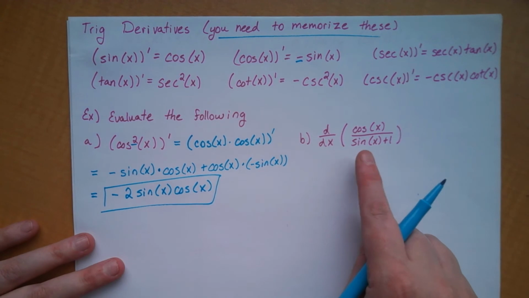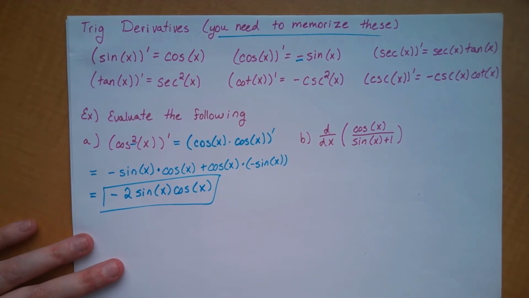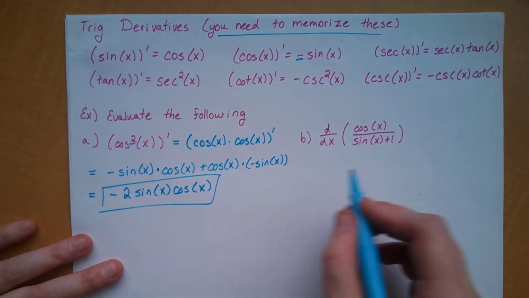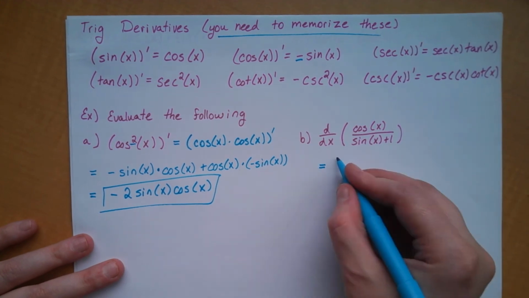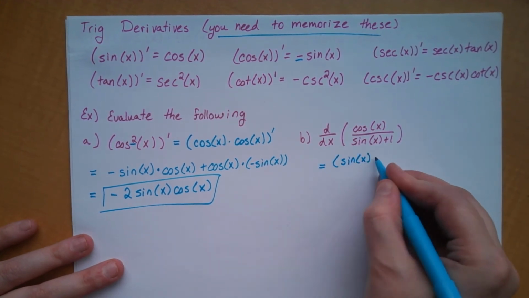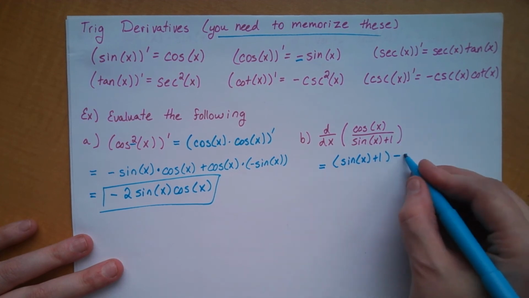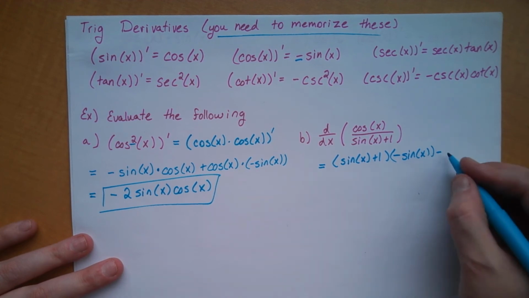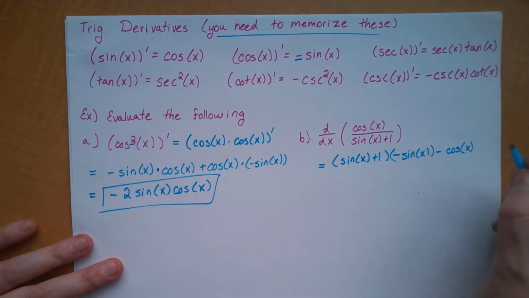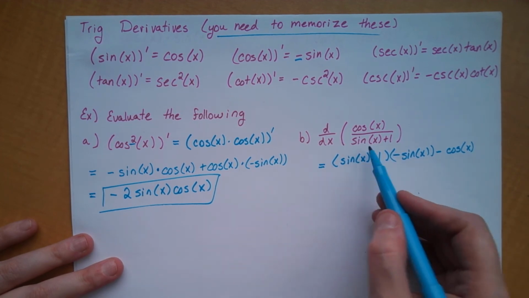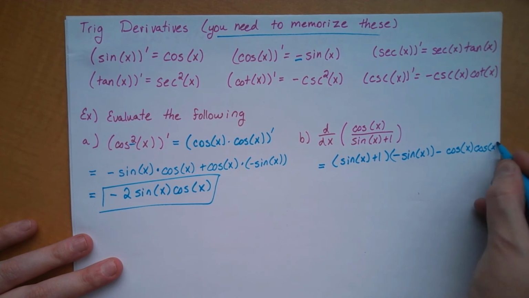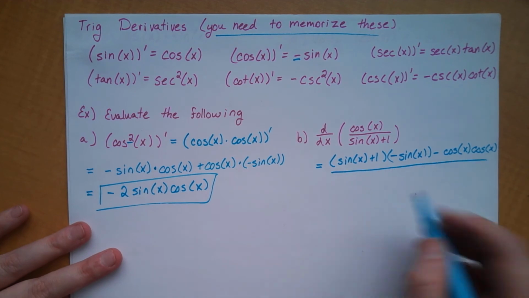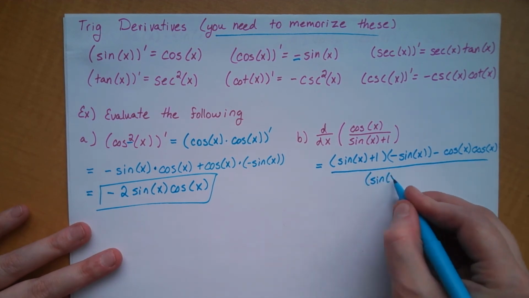Alright, go ahead and pause the video and try this one on your own using the quotient rule. Alright, so we're going to use the quotient rule on this one, which remember is going to be the bottom, that's going to be sine x plus 1, times the derivative of the top, which is negative sine x, minus the top times the derivative of the bottom. So the derivative of sine is going to be cosine, and the derivative of 1, well, that's just 0. So we'll just be multiplying that by cosine, divided by the bottom squared.